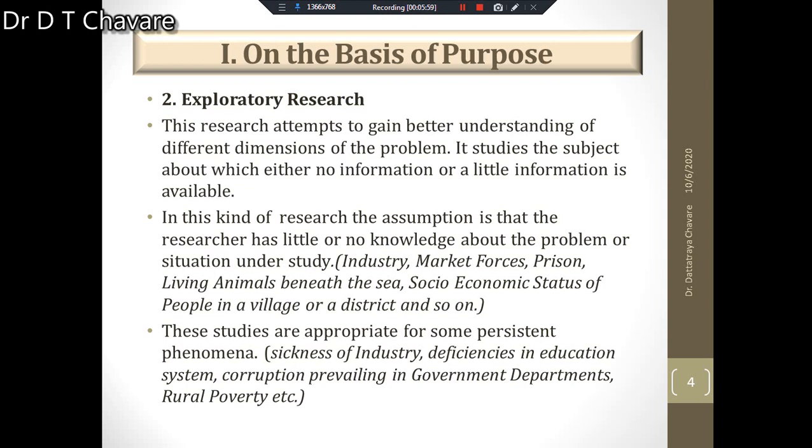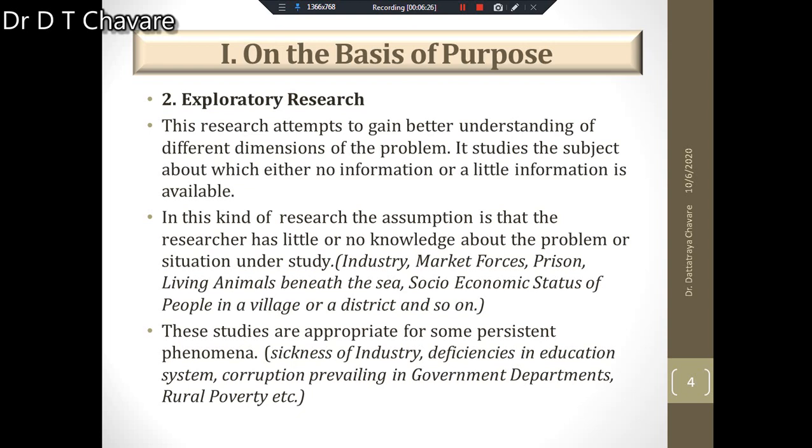It means that such types of problems are there. About those problems, no information or little information is available. Such type of research is used. With the help of this research, definitely such information can be collected, and conclusions can also be found out. It means that with the help of this research you will understand the different dimensions of such problems.